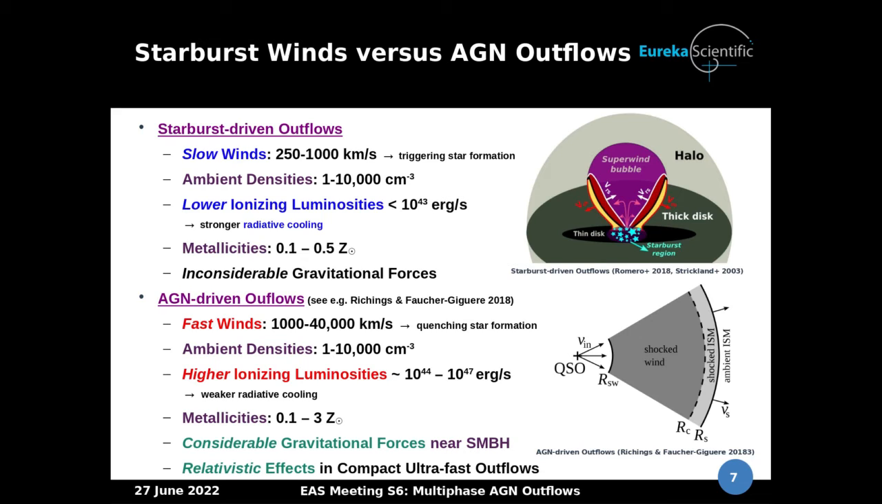However, in AGN-driven outflow, we have fast winds. As the wind becomes faster, it quenches star formation because of the formation of high temperature. And in AGN-driven outflow, ionizing luminosity is higher, and when we are near a supermassive black hole, they have considerable gravitational force.